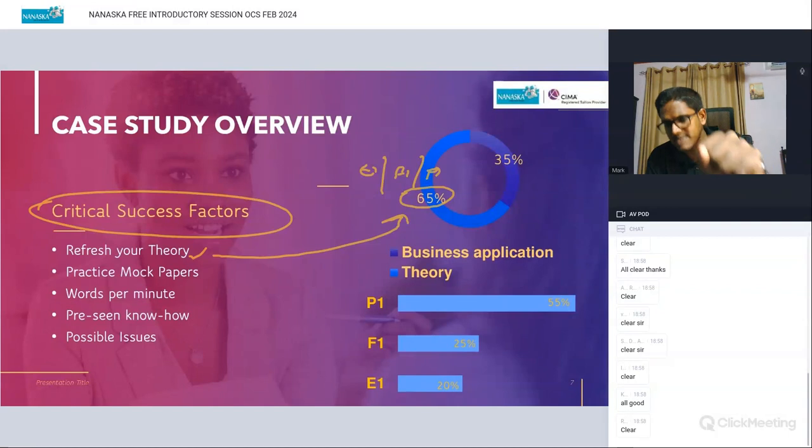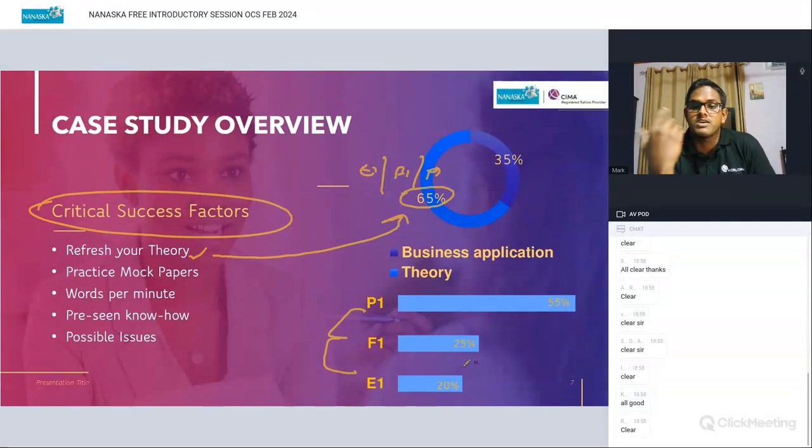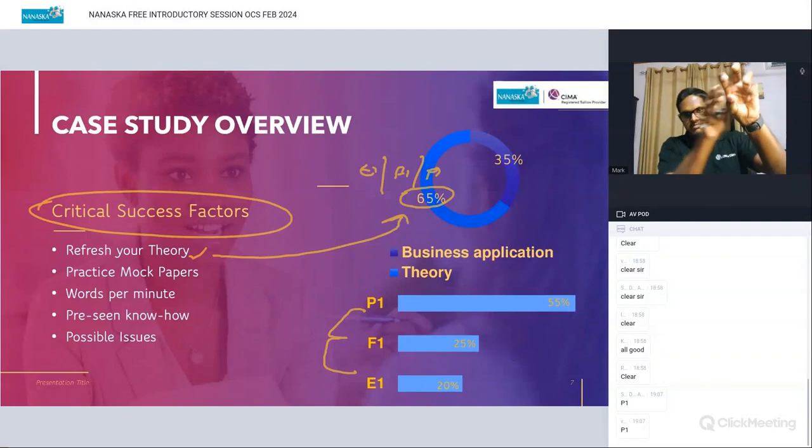Now, out of that 70% of theory, can you see the E1, F1, P1 breakdown? So where is the majority of theory questions coming from? Where is it coming from? P1, right? It's coming down from P1, then F1, then E1, right? Majority of your theory questions. So if I take that 70% out and break it down, the majority of it will be coming from your P1.